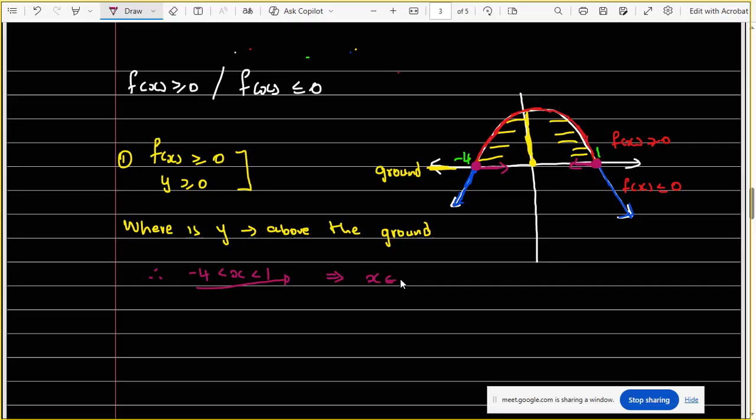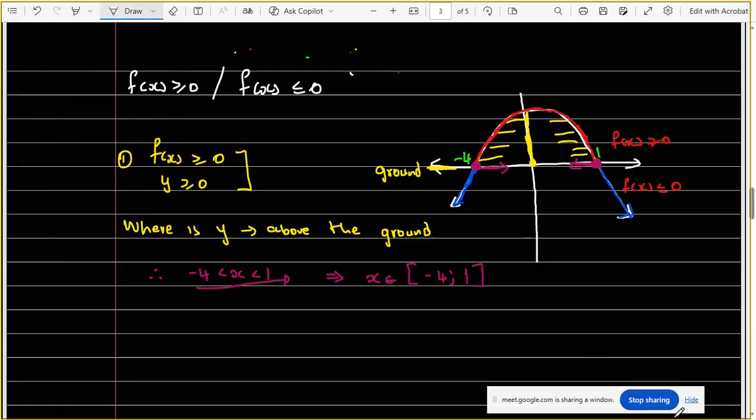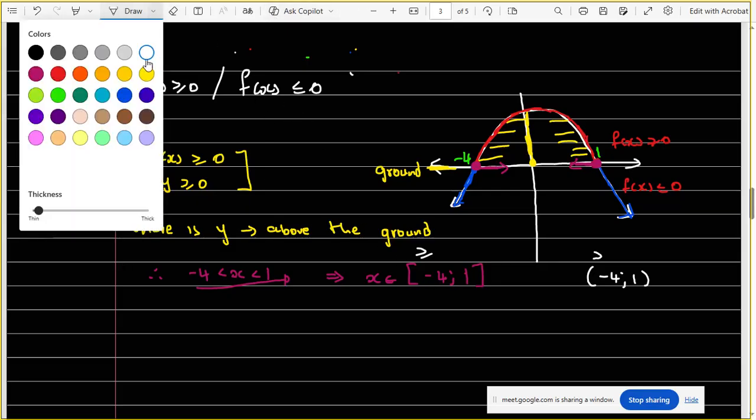And then this answer can be written in this form. x must be an element of, since they are included, it starts from minus 4 all the way to 1. Remember, included means greater or equal to. If it is for greater than, it should be like this, with small brackets: minus 4, 1, meaning that minus 4 and 1 are not included in the solution. So tell me, what will be the answer for f at x less than or equals to 0?